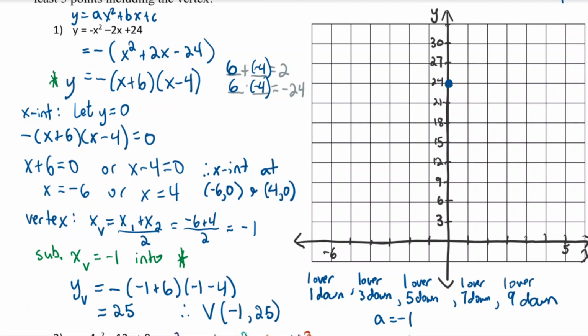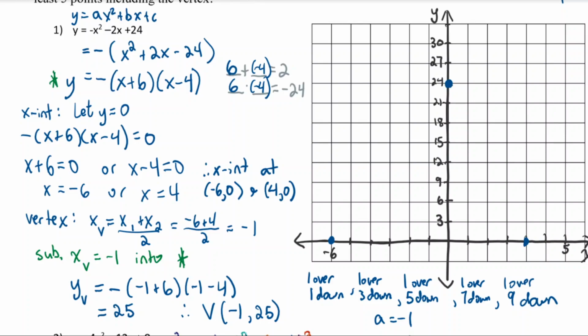This tells me my x-intercepts, because my solutions are x equals -6 and x equals 4. My x-intercepts are (-6, 0) and (4, 0). So let me go ahead and write those in: (-6, 0) and (4, 0). Okay, so we've got our x-intercepts and we have a y-intercept.